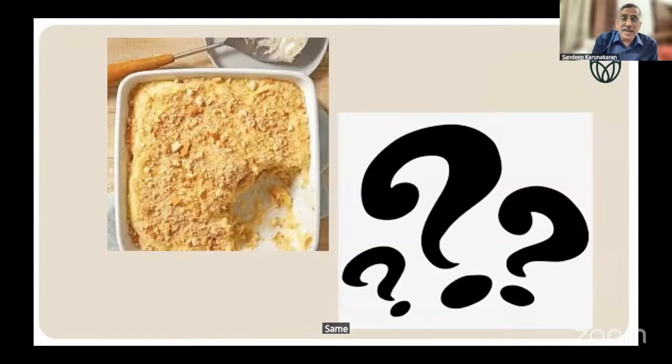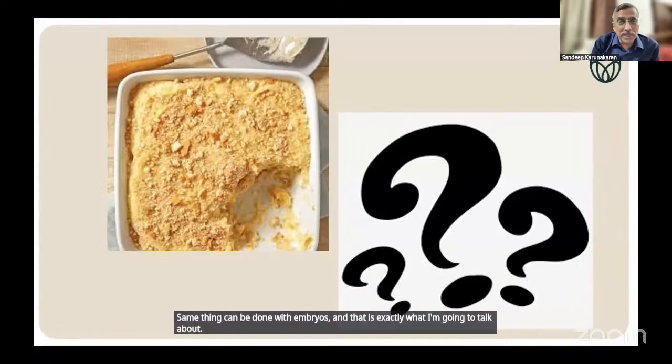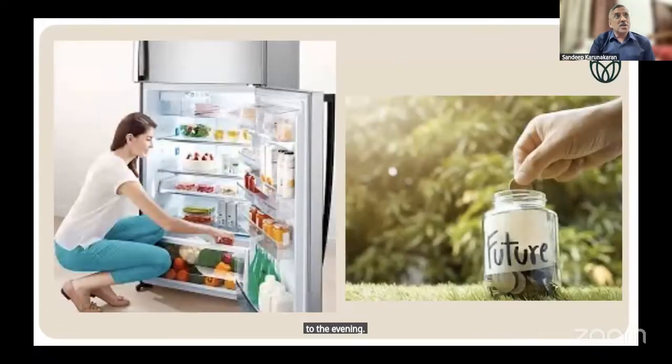The same thing can be done with embryos, and that is exactly what I'm going to talk about this evening. So, can we actually preserve the embryos for future use by revitrification? That is exactly what I'm going to talk about.